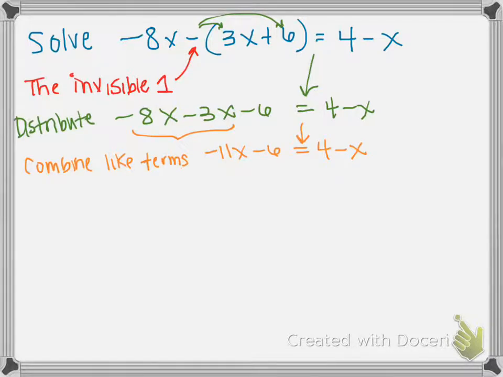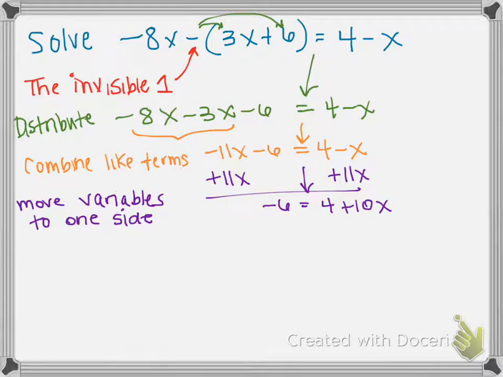Next, we combine like terms so that negative 8x and negative 3x combine to make negative 11x. We move all of those variables to one side. In this case, I moved them from the left to the right just because I wanted to keep them positive. And we end up with negative 6 equals 4 plus 10x.